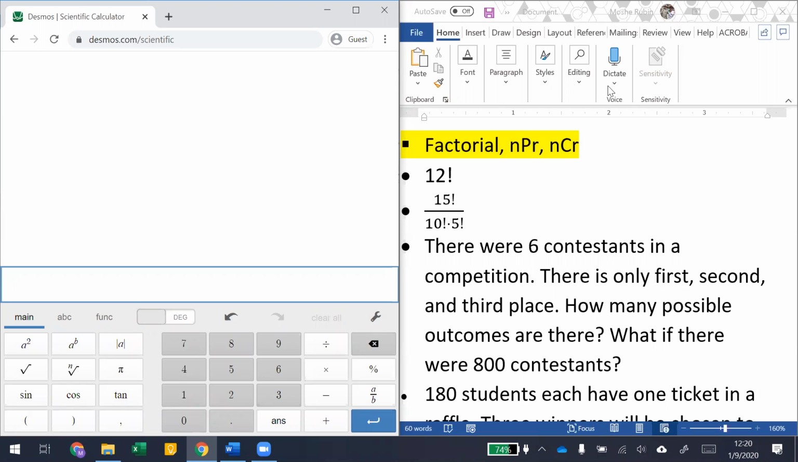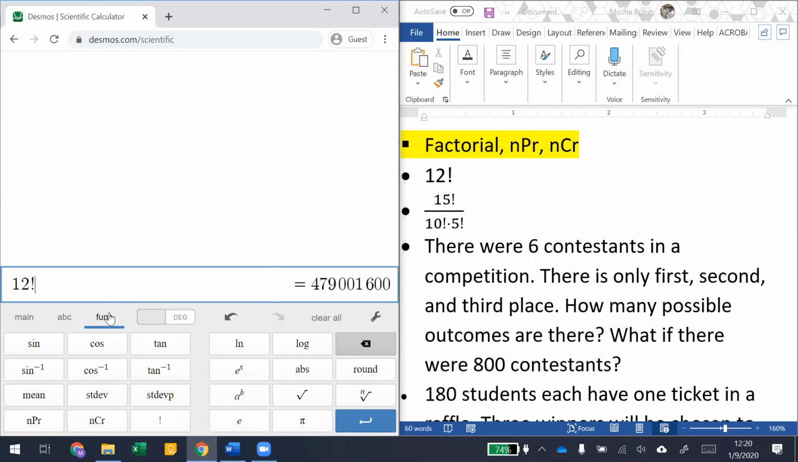So the first question I have here is just 12 factorial. So I'll type 12 factorial, right? I can type it on my keyboard, or the factorial button lives right here if I need it. So I could type 12 and that button. Either way, you get the same answer. So Desmos can do factorials for me automatically, which is great.